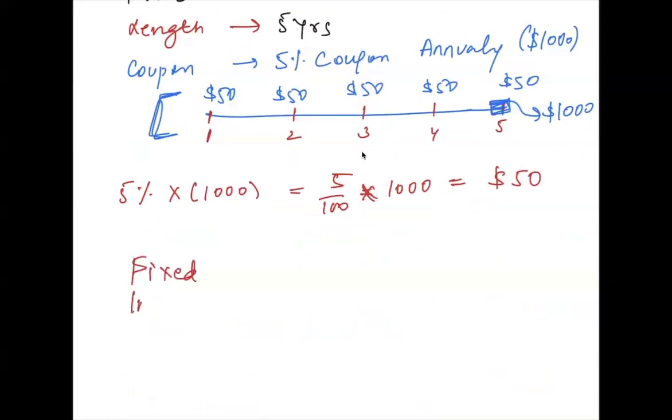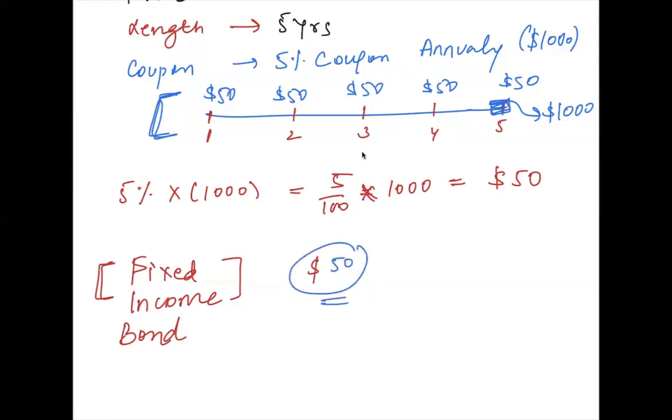Fixed income bond, right? So why do people say fixed income? Because it is giving a fixed income. When you are buying this bond or this security, you know that you will receive $50 every year, and that is what fixed income means. So this is with the help of an example.